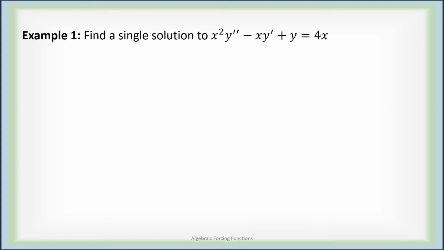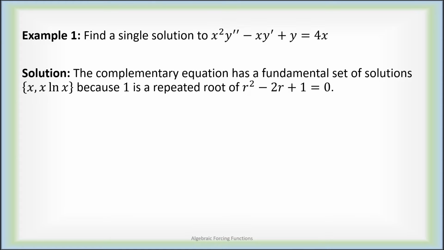So let's take all of this theory and put it into practice by finding a single solution to x squared y double prime minus x y prime plus y equals 4x. The complementary equation has a fundamental set of solutions x and x log x, because 1 is a repeated root of r squared minus 2r plus 1 equals 0. Remember, when dealing with Euler equations, this middle coefficient is going to be reduced by 1 when you create your complementary equation. So r squared minus 2r plus 1 has a repeated root of 1, so x and x log x form our fundamental set of solutions.